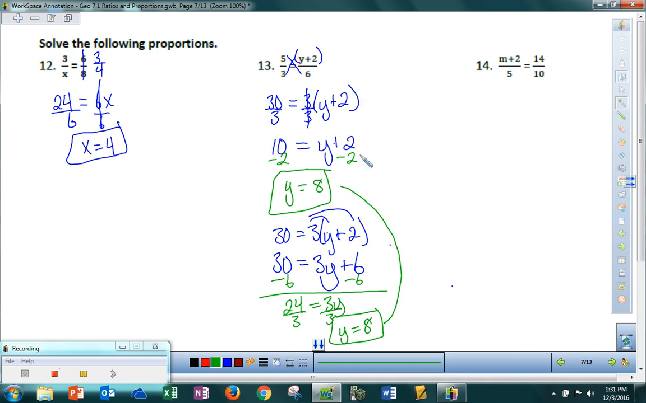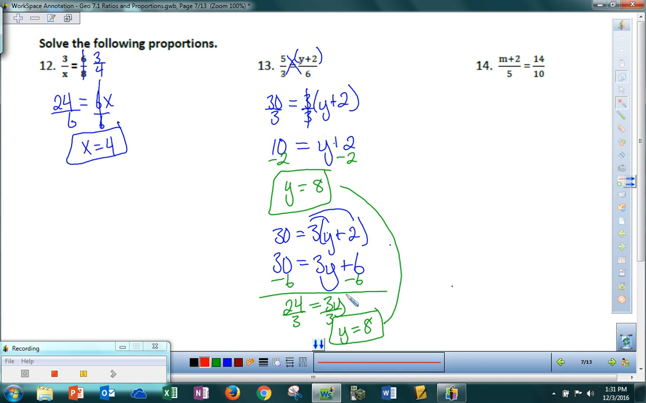If you notice, for this first one we didn't take as many steps as the second one. But the only reason I wanted to move this 3 over is because I saw that 3 was going to go into 30 evenly. That's not always going to be the case. So distributing works every time. This other way, we only want to do it if the number is going to go into the other one evenly.